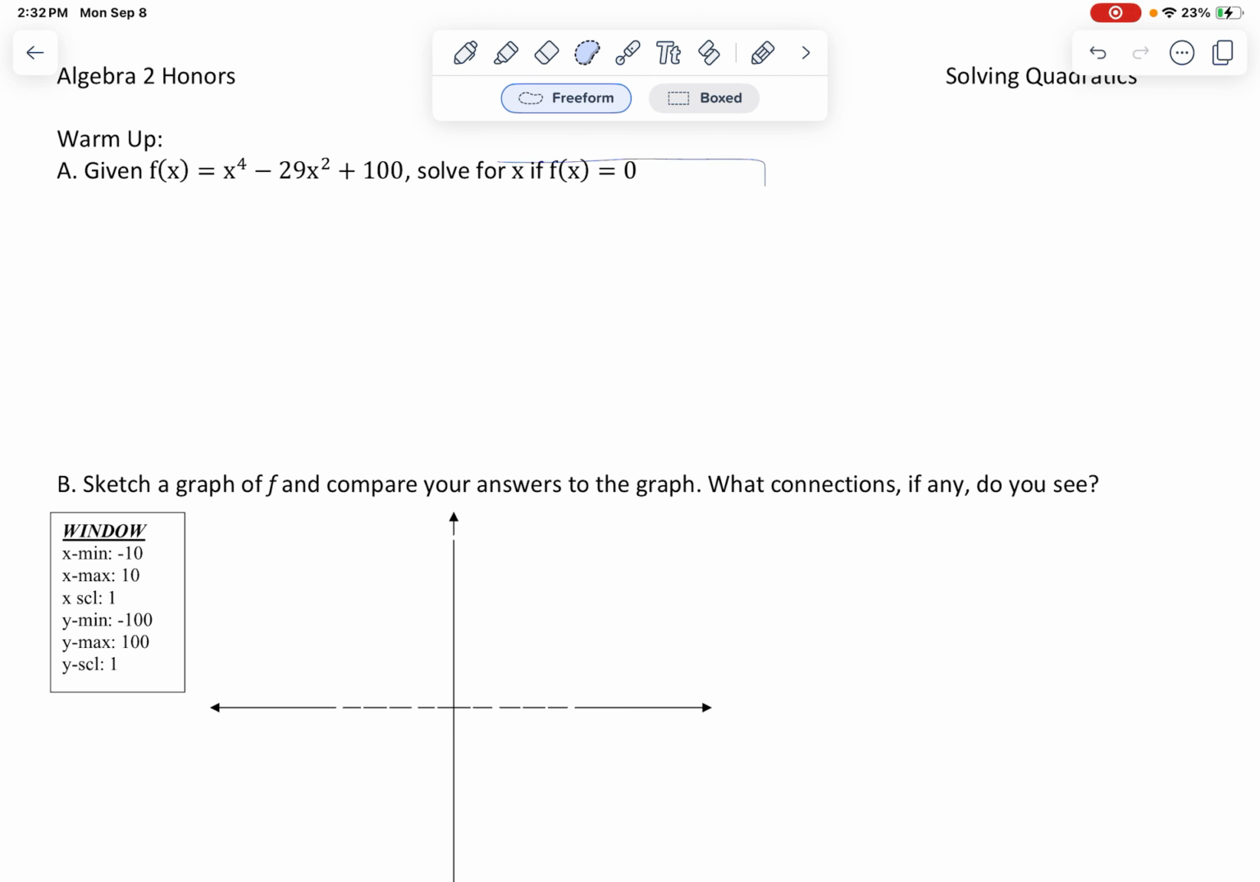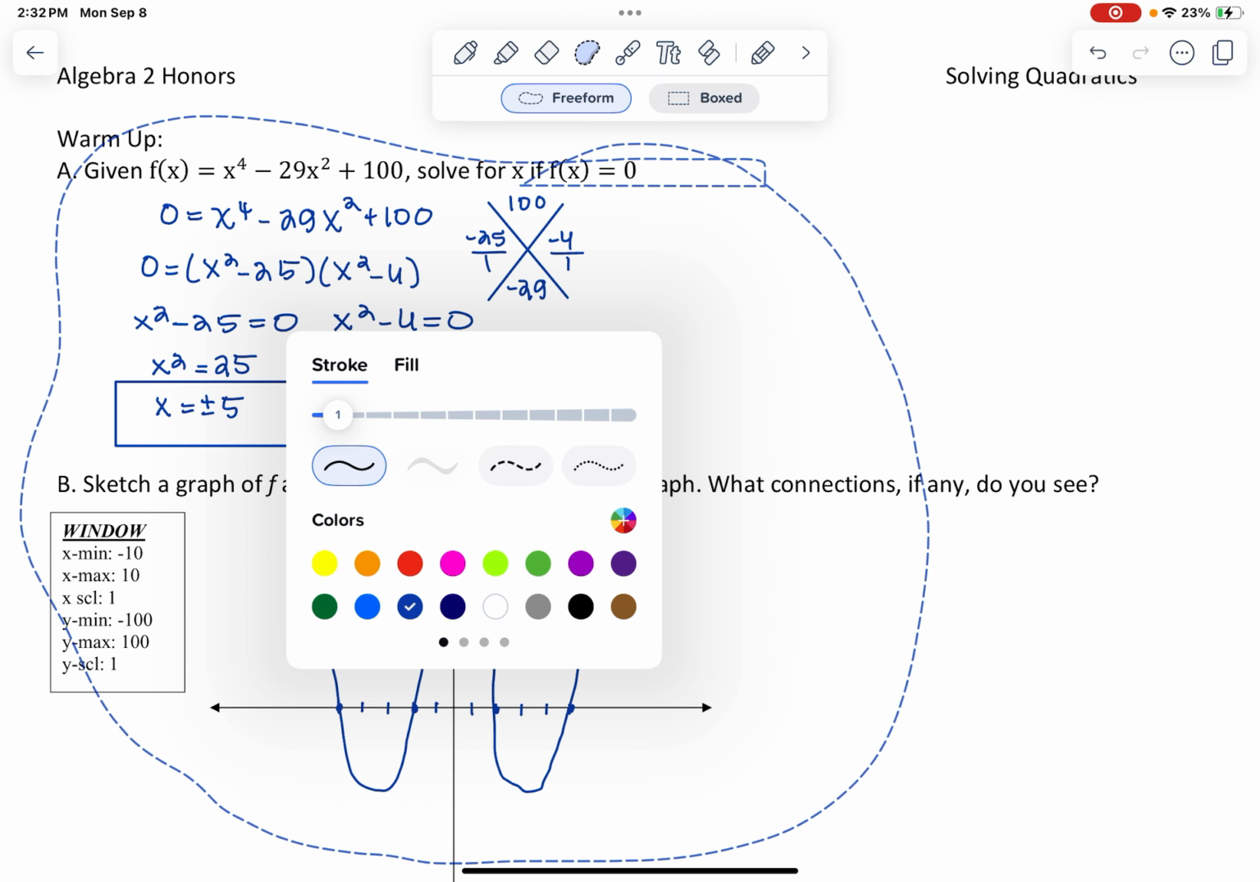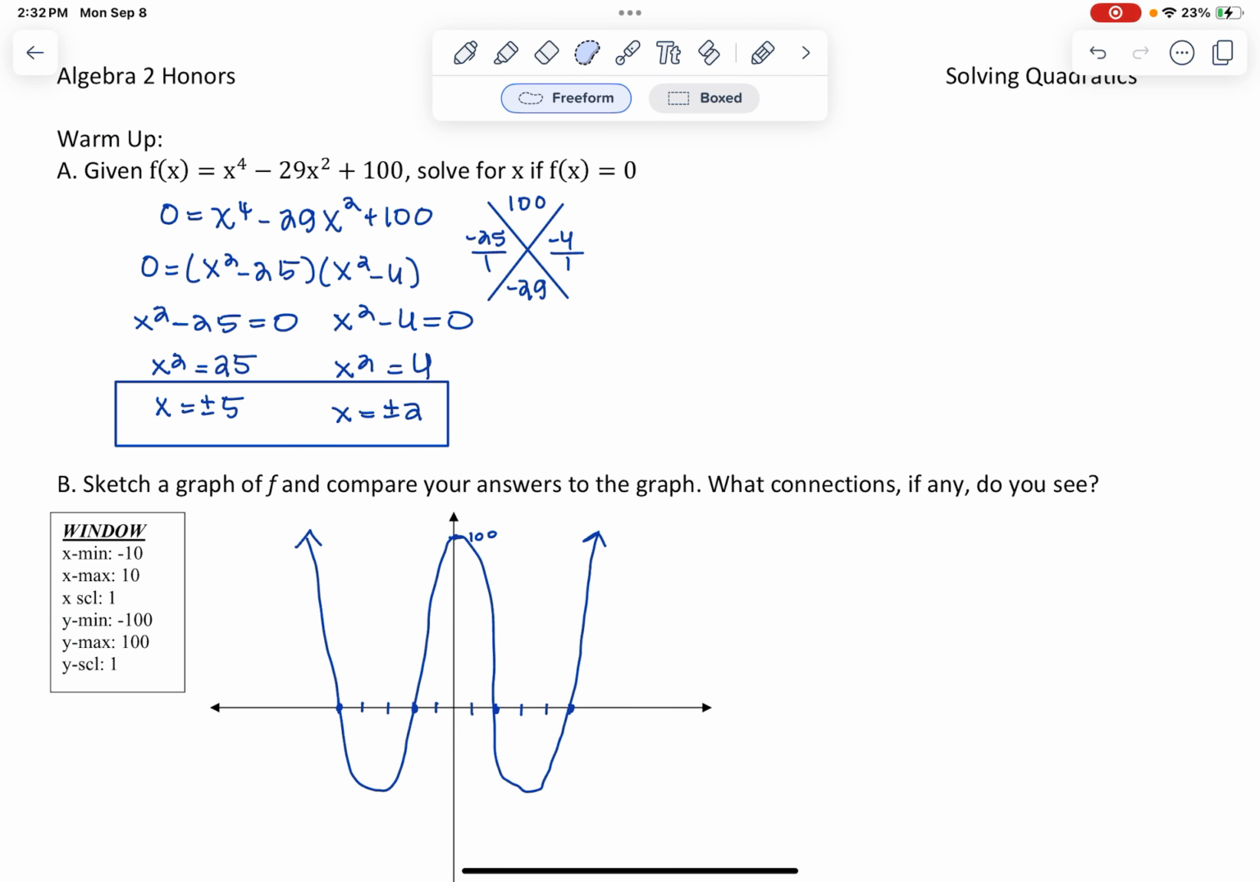All right, I'm going to show you what you should have gotten. Let's see how this works. Okay, so if you factor, or if you set it equal to 0 and then solve it, it is factorable. So you're looking for two numbers that multiply to give you 100 and add to give you negative 29. That's negative 25 and negative 4. Your lead coefficient is 1, so you're ready to factor.